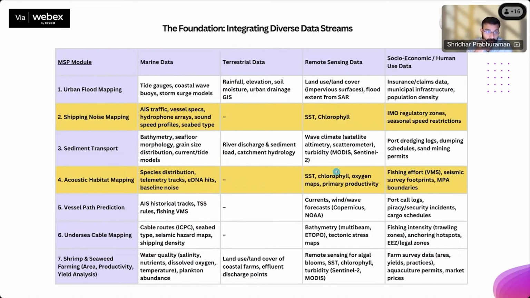Like say for urban flood mapping that we have done for Brahmaputra regions, we're looking at identifying the rainfall, the digital elevation model, the drainage data of that particular region, the land use, and so on and so forth. If you're looking at acoustic habitat mapping, we need to understand the chlorophyll level that will tell us which habitat is more suitable, then oxygen maps, the primary productivity regions, sea surface temperature, and so on and so forth. So all of this information, depending upon the different models we are ingesting, we are essentially creating an ETL pipeline that will then transform it into what independent applications would require.